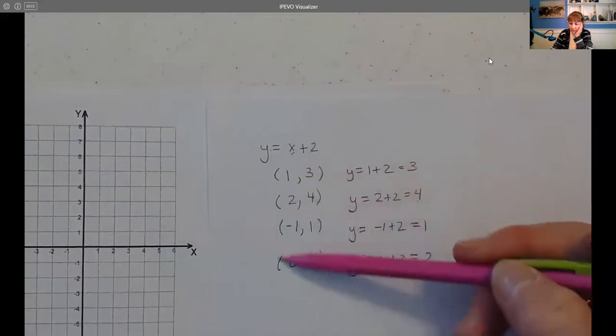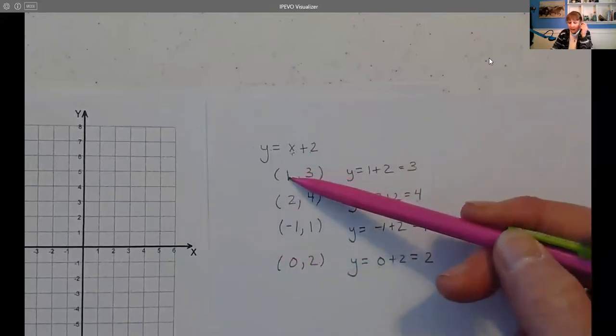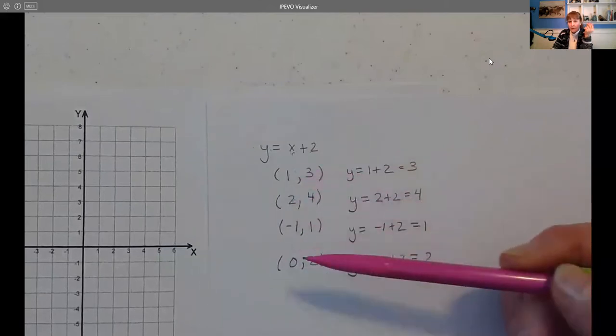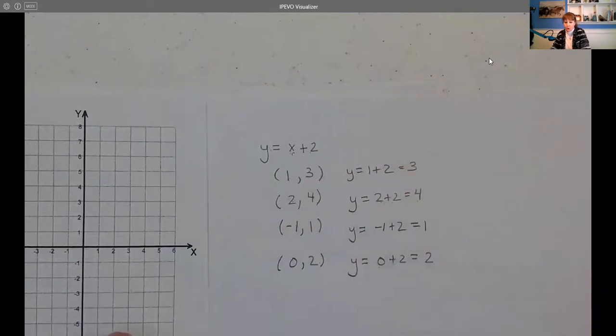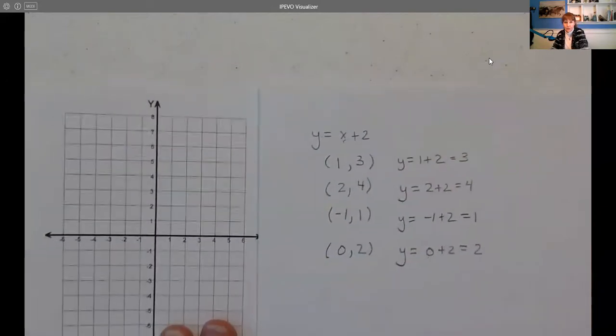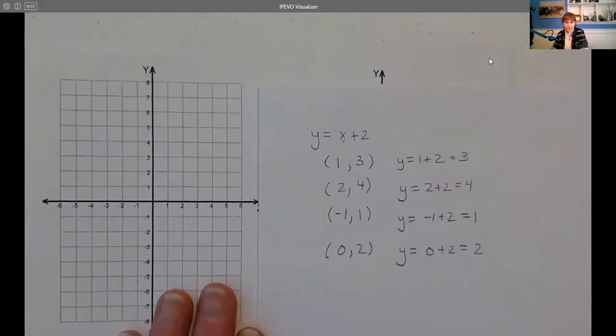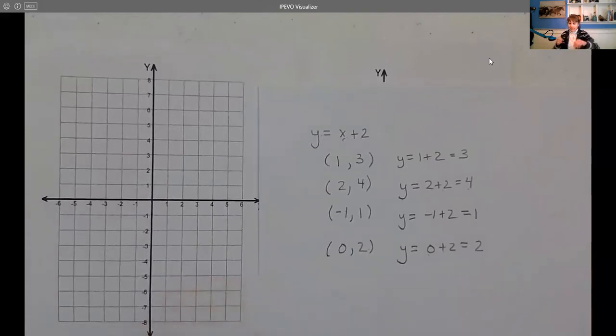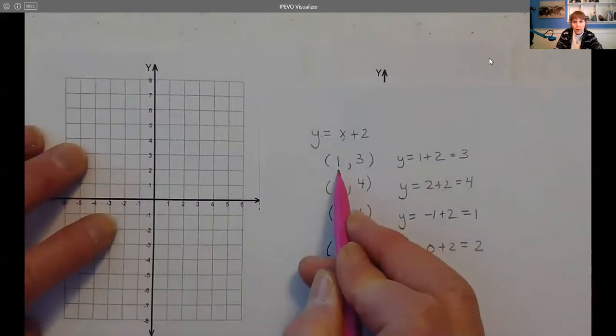Now to come up with these ordered pairs, I just picked any x. And you can pick any x. You just kind of want to think about your graph. You don't want them too big so that they won't fit on your graph. And these should fit on my graph. So I'm going to take my ordered pairs. We'll start with (1, 3).